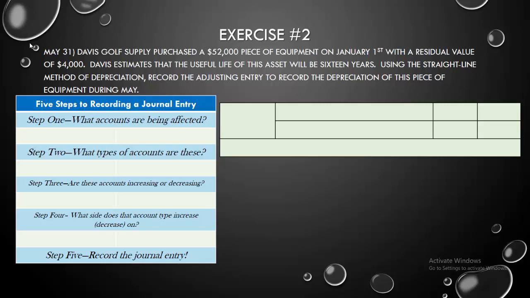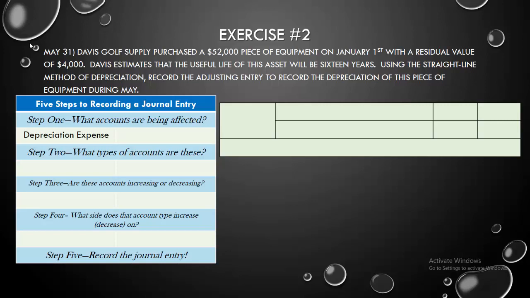Well, our books have to get this piece of equipment from its historical cost, what we paid for it, to what it's going to be worth at the end of its useful life. And we have to have some kind of method to do that. And the way we're going to do it is the straight line method of depreciation, which means we're going to take an equal portion away each month. So, what accounts are being affected? Well, we have depreciation occurring, and we get to recognize that expense during the month that it's depreciating.